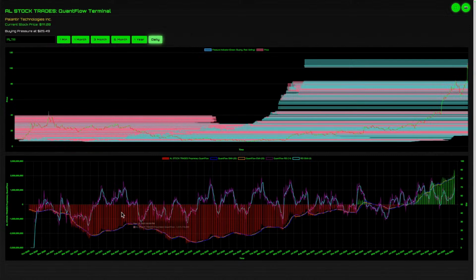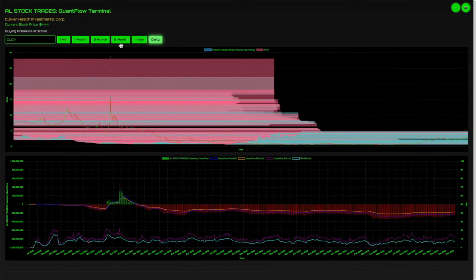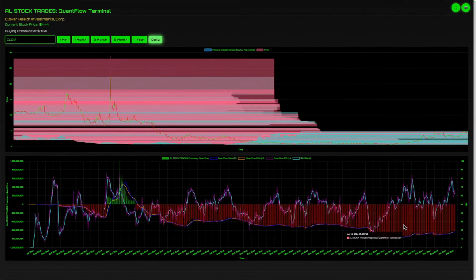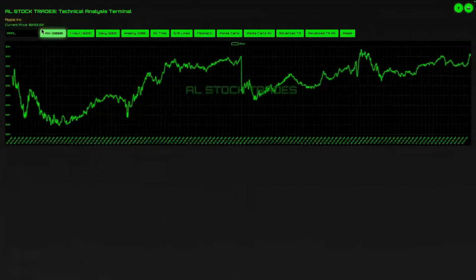The cool part about this is I'm waiting for Clover to go from negative Al Stock Trades proprietary QuantFlow to positive Al Stock Trades proprietary QuantFlow, because right now we're still in the quantitative negative on the daily, but it's slowly decreasing. Okay. So again, very incredible piece of data here. Again, right? All lifetime access for our users.